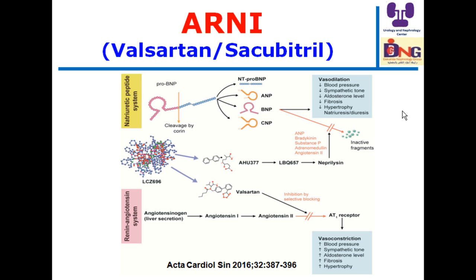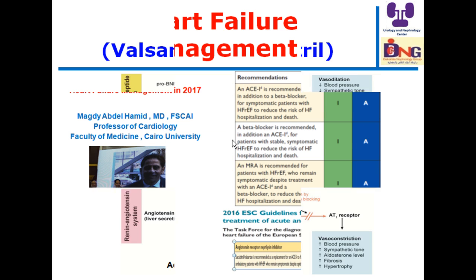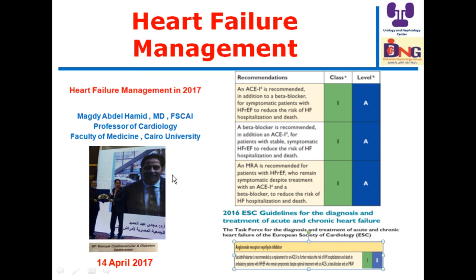I attended this presentation of Professor Magdi Abdel Hamid during the 18th Damietta conference this month, when he discussed the recent management of heart failure, and this is one of his slides reflecting the guidelines of treatment of heart failure. ACE inhibitor is recommended in addition to beta blocker for symptomatic patients with reduced ejection fraction. A beta blocker is recommended in addition to ACE inhibitor for patients with stable symptomatic heart failure with reduced ejection fraction. Mineralocorticoid receptor antagonist is recommended as add-on treatment because it helps a lot, and the level of evidence is A.